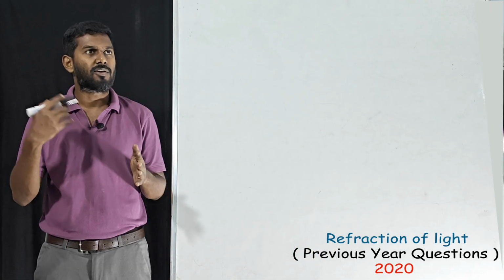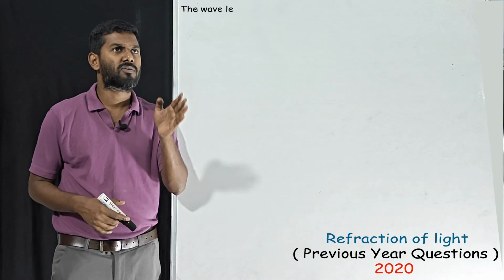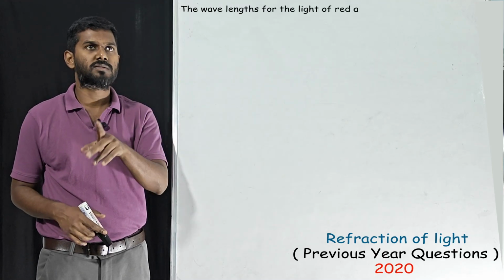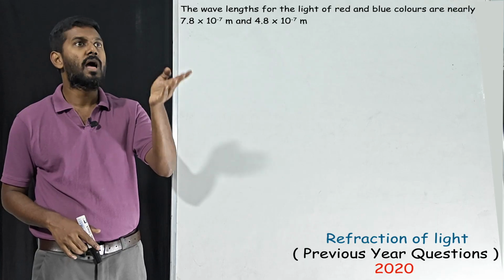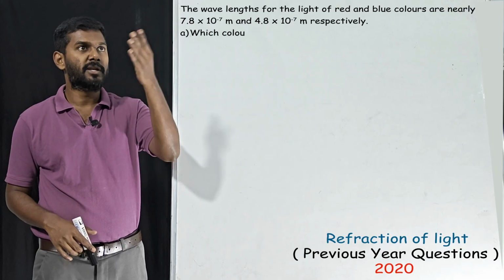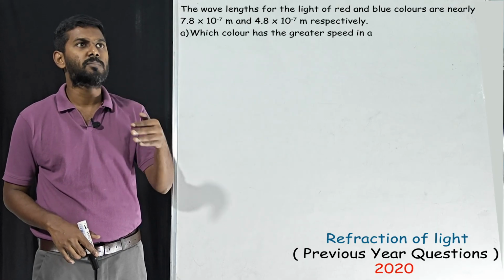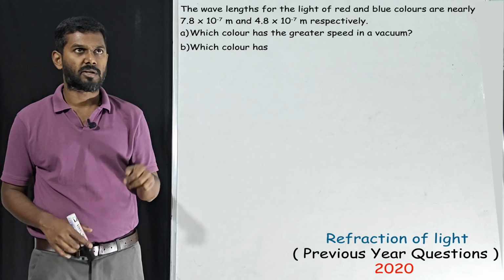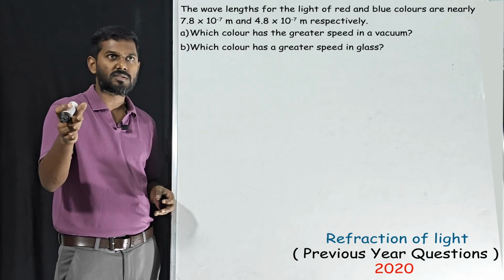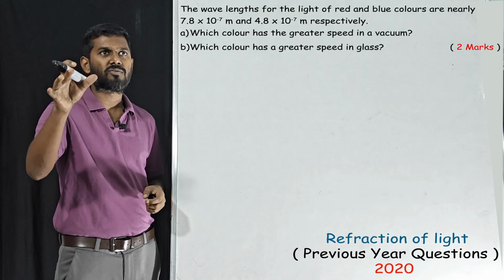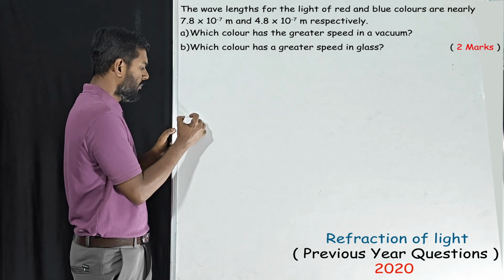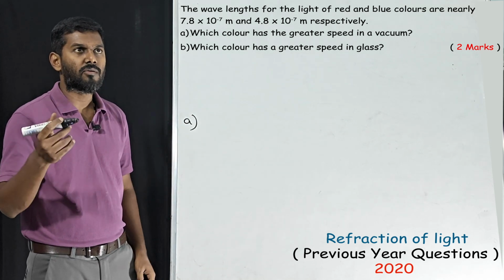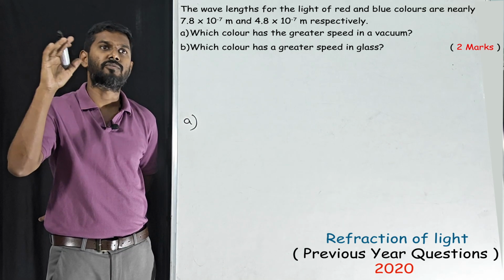That's it. Our next question: the wavelengths of light of red and blue colors are nearly 7.8 into 10 power minus 7 meters and 4.8 into 10 power minus 7 meter respectively. So red and blue colors are given, and the wavelengths of red and blue are also given. Now we'll go for the question. Which color has the greatest speed in vacuum?